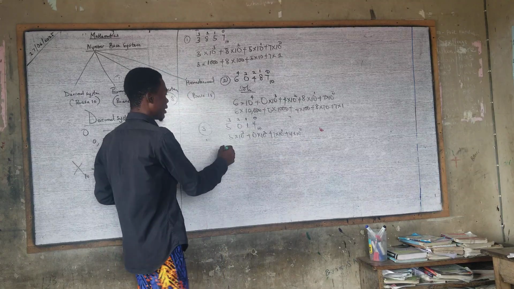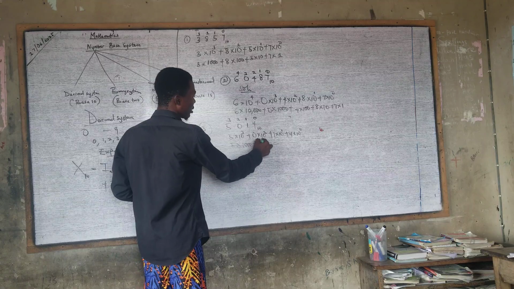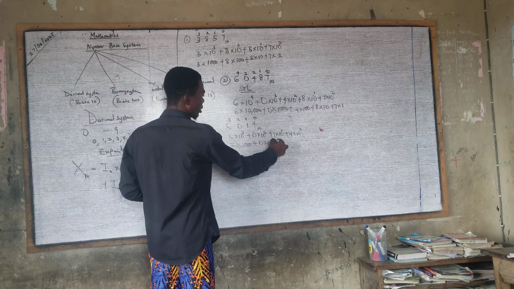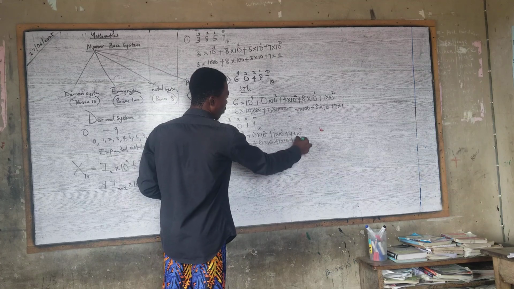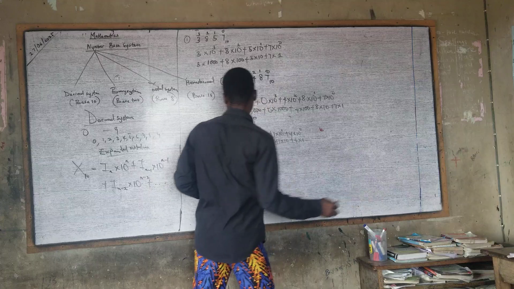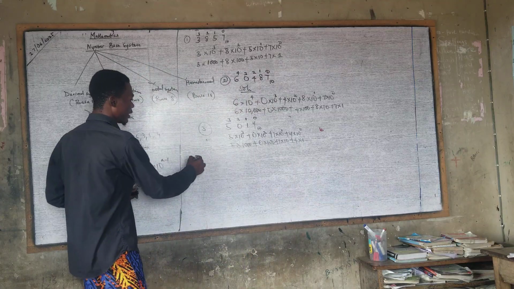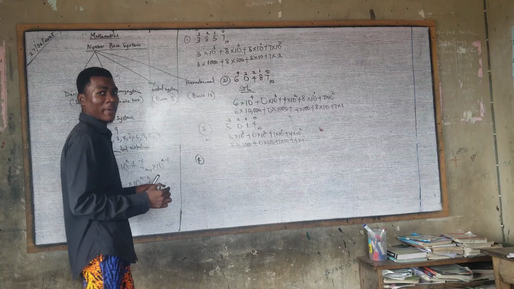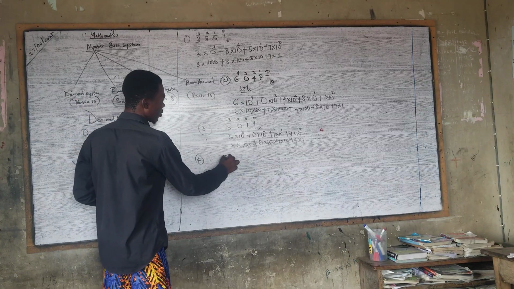Are we there? Then here we are going to have what? 5 times 1,000 plus 0 times 100 plus 1 times 10 plus 4 times 1. Are we good to go? That is the expanded notation. Now let us try these questions, a particular kind of question that deals with decimal. Maybe let us try this question.